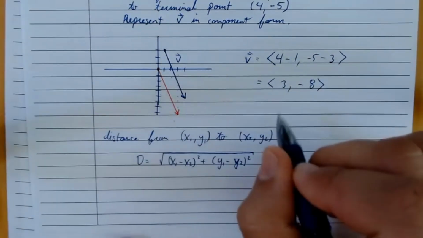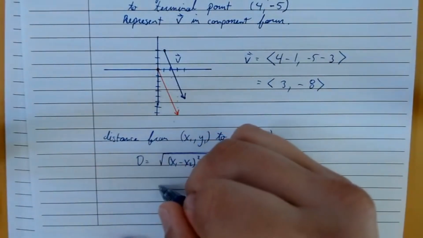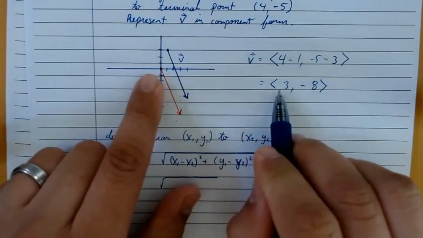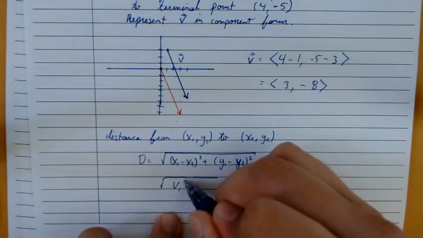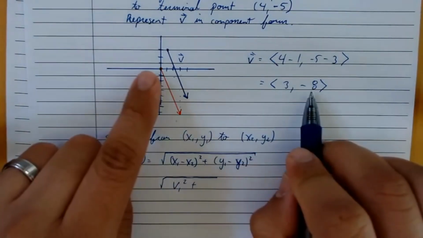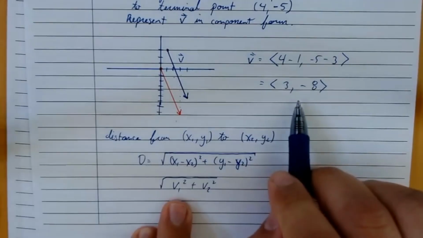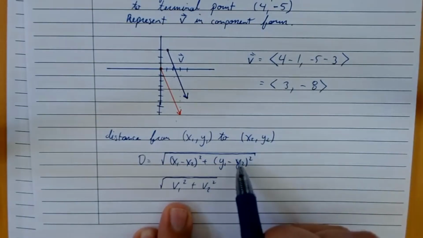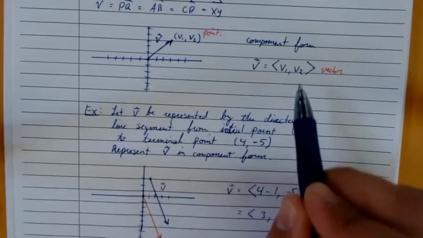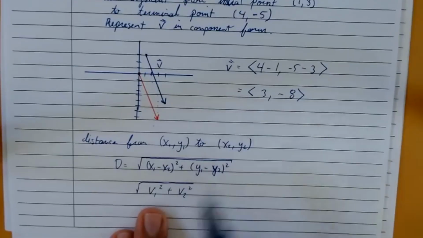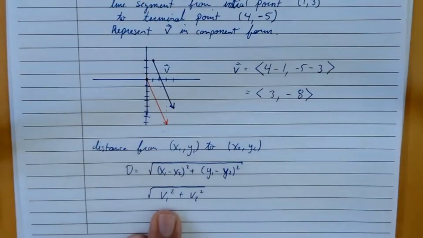So the distance from the initial point to the terminal point of our vector is given by the square root of the difference of 3 and 0 squared plus the difference in negative 8 and 0 squared. Those are just our components. Since one of these is 0 and one of these is 0, we just really have to worry about these, which we call v1 and v2. This is the distance from here to here. That's called the magnitude of the vector.